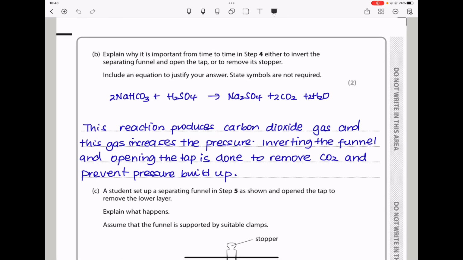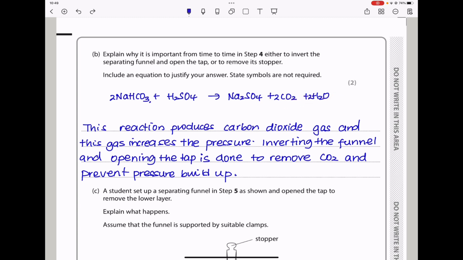Moving on. In part B, explain why it is important from time to time, in step 4, either to invert the separating funnel and open the tap or remove the stopper. They say include an equation to justify your answer. State symbols are not required. Remember, sodium hydrogen carbonate is added to neutralize the excess acid, and in this reaction, when this sodium hydrogen carbonate reacts with sulfuric acid, we get sodium sulfate, which is a salt, and this is soluble, and then we get carbon dioxide as well as water.